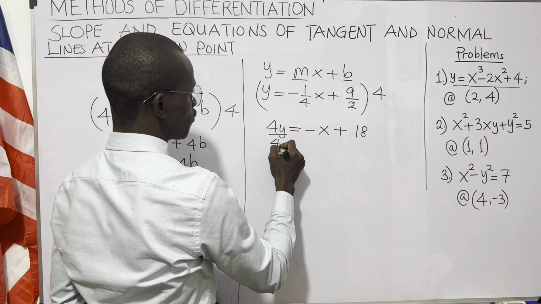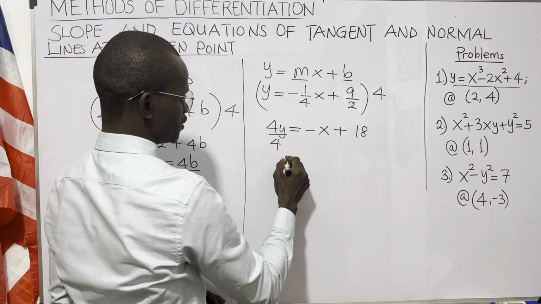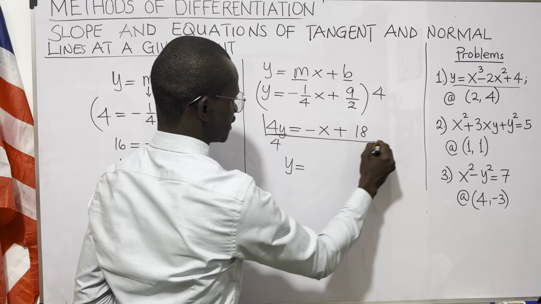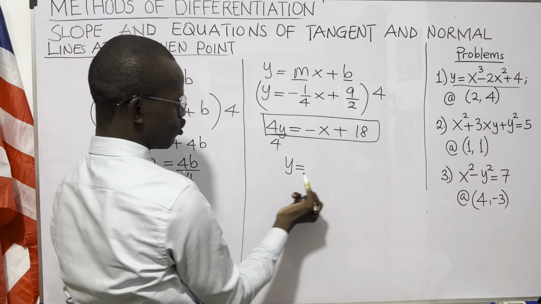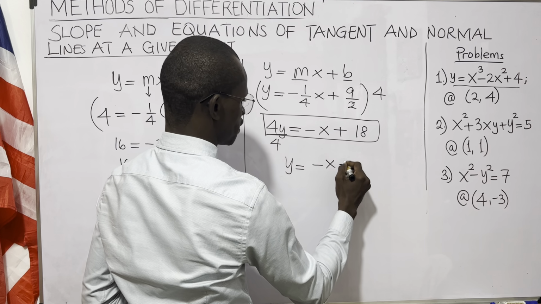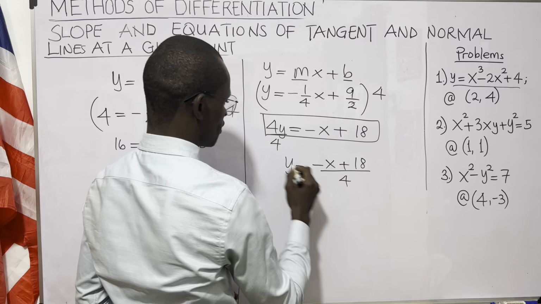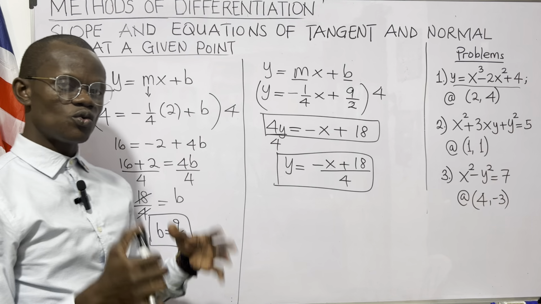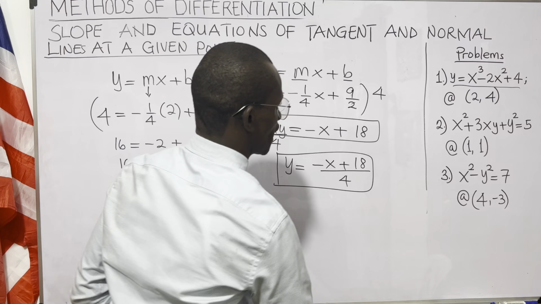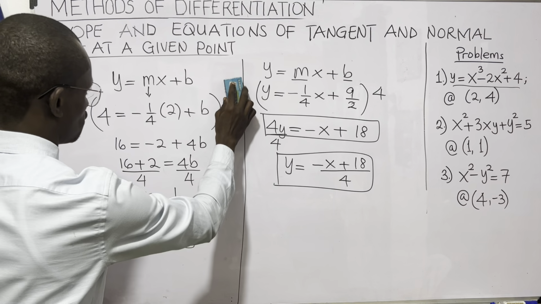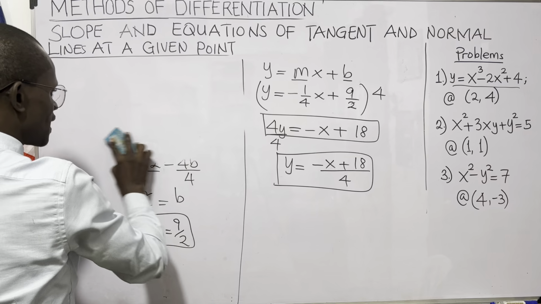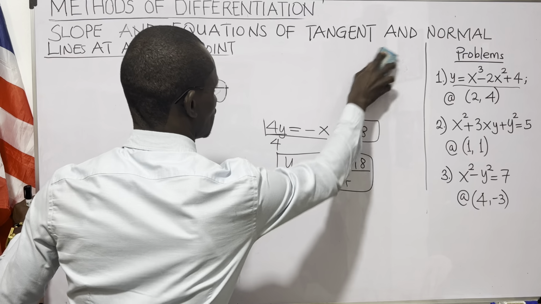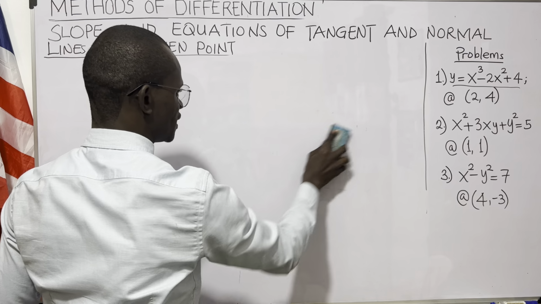We can just divide both sides by 4 if we wish to just solve for y. If we don't, we can just leave it as it is. But since we chose to divide both sides by 4, we can have y = (-x + 18)/4. So either of these is referred to as the equation of the normal line at this particular point (2, 4). So let's do the next one. So this is how we solve for the equation of a tangent line and the equation of a normal line of a curve at a particular point.